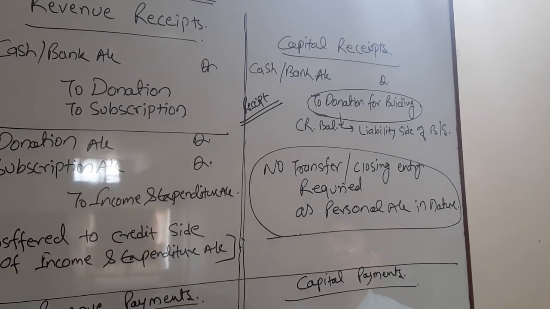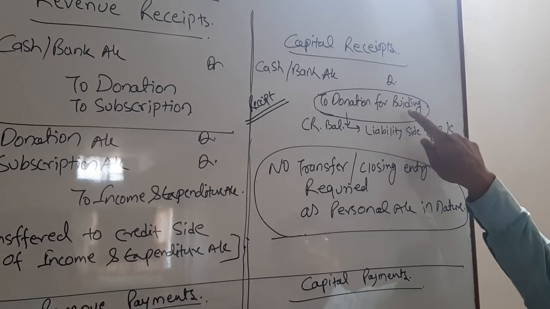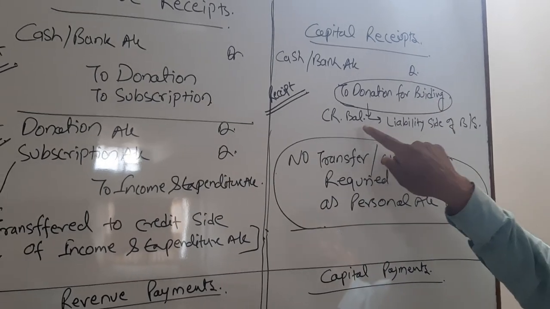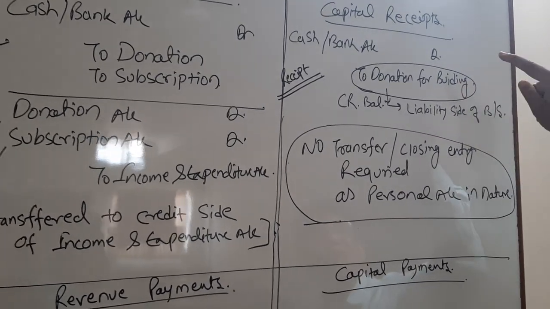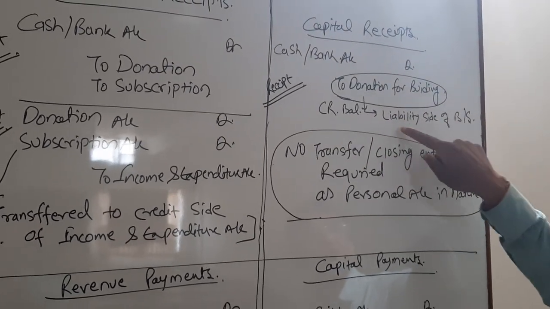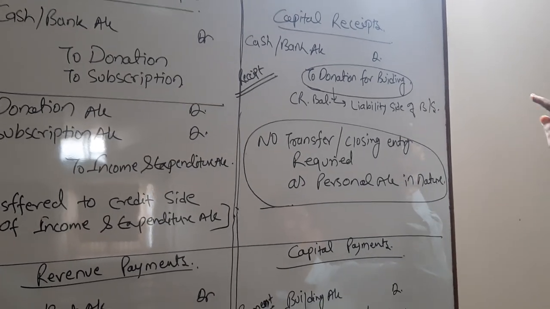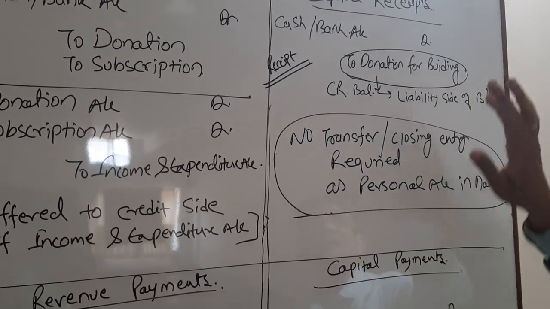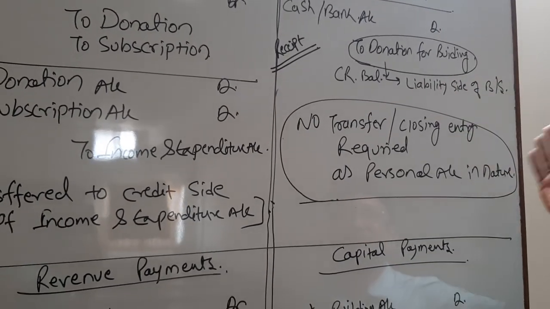Now come to the point of capital receipt. Be very careful: cash or bank account debit to donation for building. Now this credit balance of donation for building will always remain in the books of the club, and this credit balance of capital receipt will have to be shown on the liability side of the balance sheet. It cannot be transferred to the credit side of income and expenditure account, as the donation for building account is not nominal in nature. It is a personal account in nature, and its balance is to be carried over to the next year.